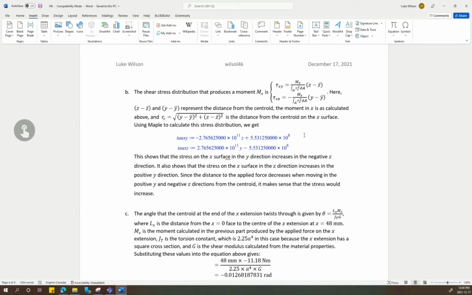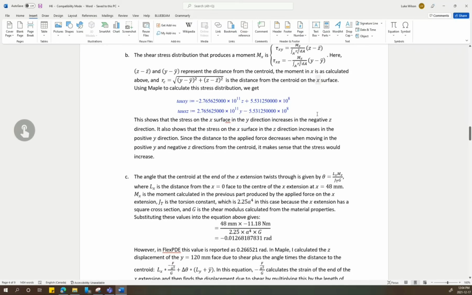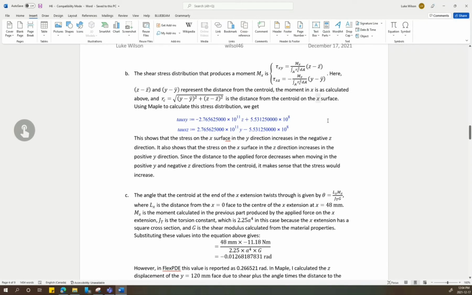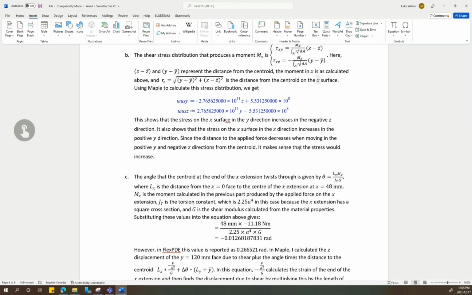Okay, so to find the stress distribution that produces the moment calculated above, I took the moment calculated above and divided it by the integral of the distance from the centroid on the x surface squared, and that's the integral of the area. So in both z and y, from z equals 0 to the cross-sectional length, and y equals 0 to the cross-sectional length. So I did that on both surfaces in both directions that I needed to consider, and then it gave me this calculation down here.